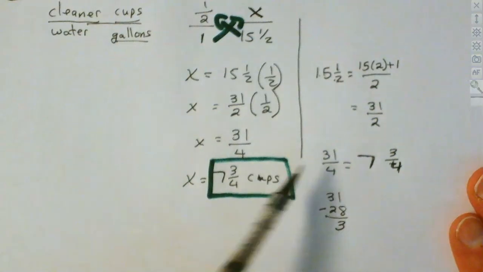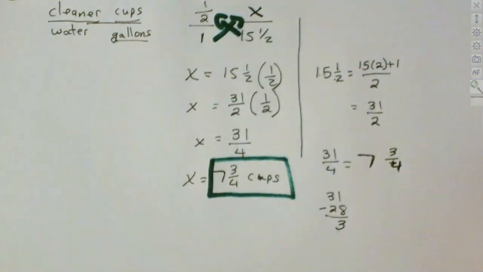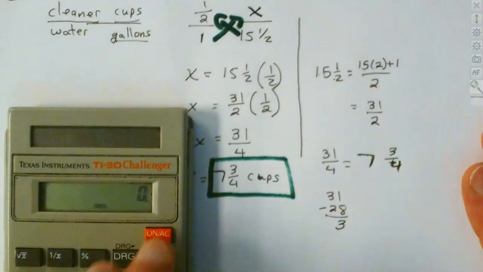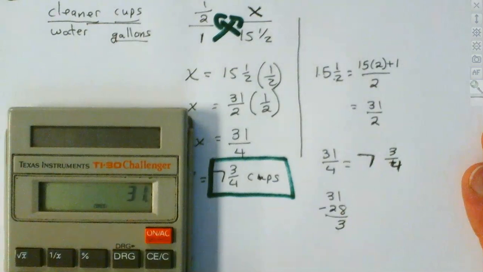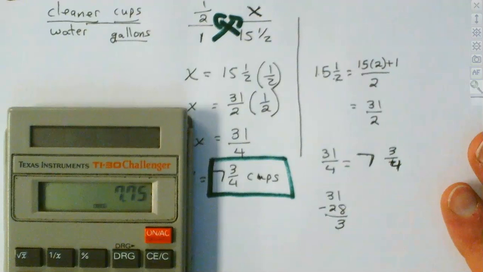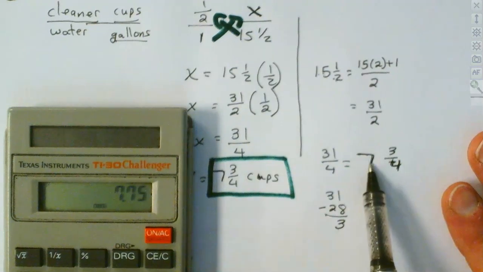Okay, so what I did was I need to figure out what my whole number is. So I've got this 31 over 4. So let's use our calculator. And that comes out to be 7.75. Okay? So that means my whole number out in front is going to be what? 7.